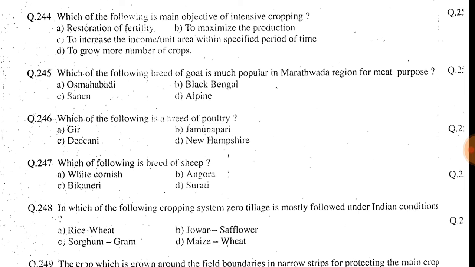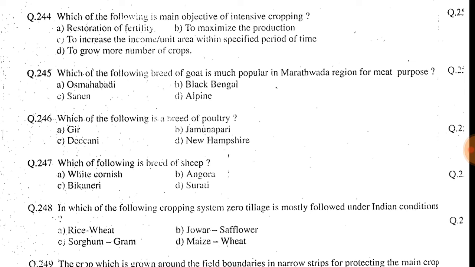Which of the following is the main objective of intensive cropping? To increase the income per unit area within a specialized period of time. Which of the following breeds of goat is most popular in the Marathwada region for meat purpose? Osmanabadi. 246. Which of the following is a breed of poultry? New Hampshire.